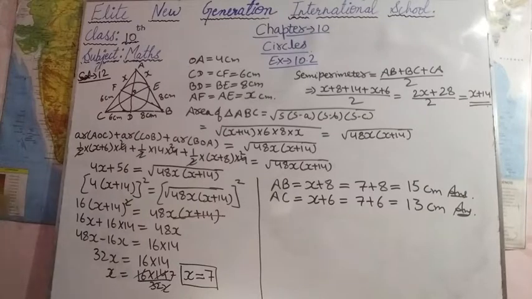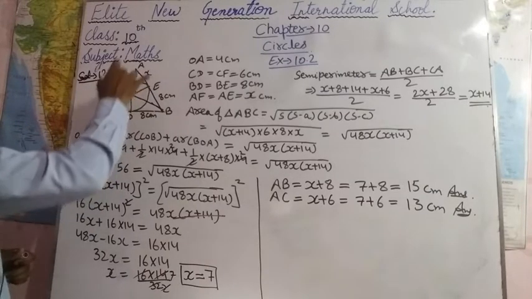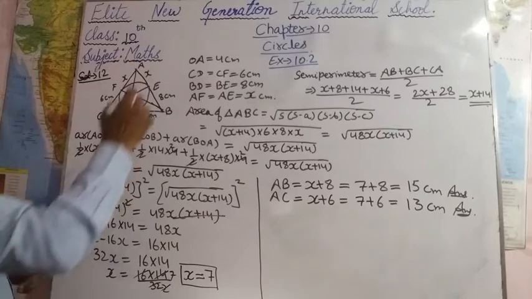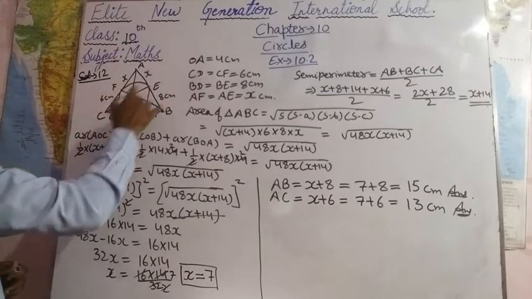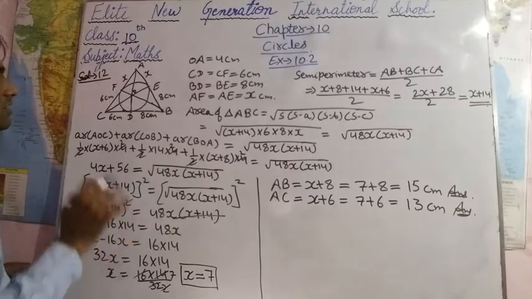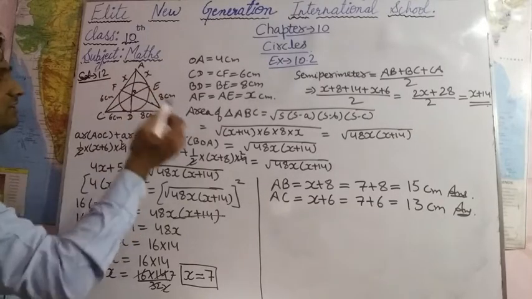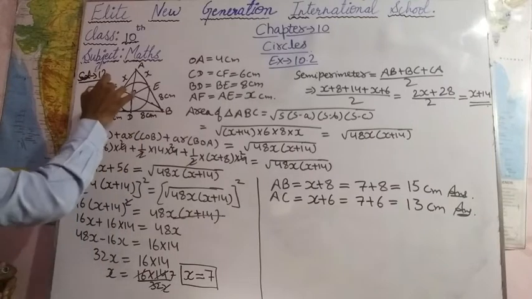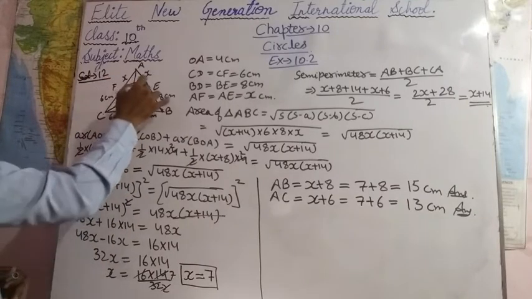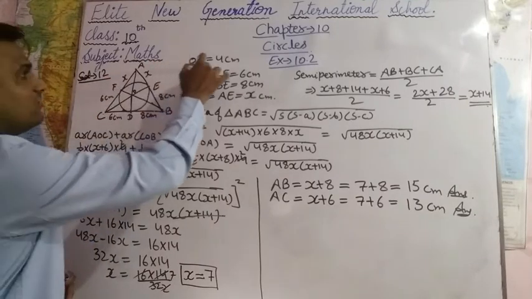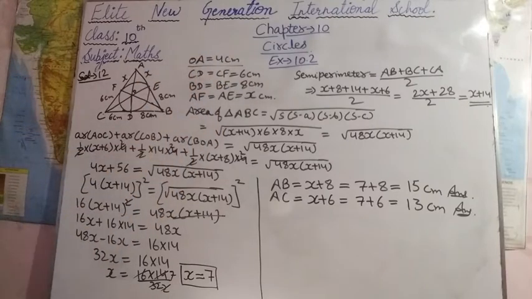So first of all, we have been given this diagram. In this diagram, a circle is inscribed in a triangle where we have this radius OD equal to 4 cm, and here AC, BC and AB are tangents which touch the circle at points F, D and E, and here we have radius OA equal to 4 cm.